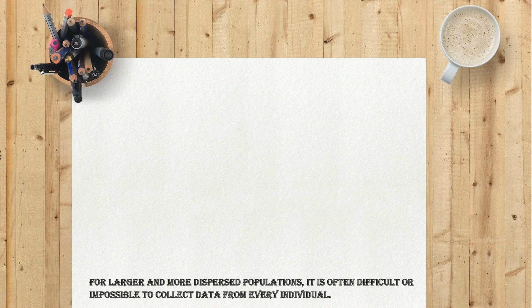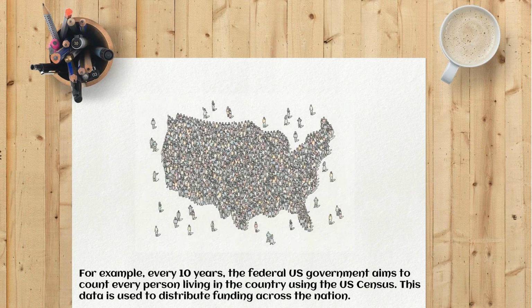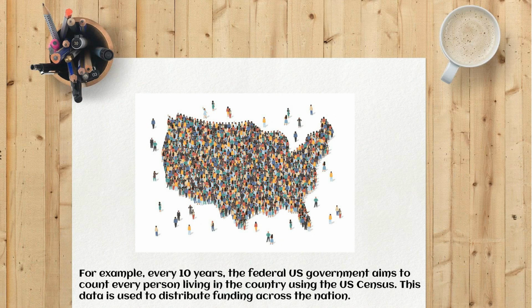For larger and more dispersed populations, it is often difficult or impossible to collect data from every individual. For example, every 10 years, the federal U.S. government aims to count every person living in the country using the U.S. Census. This data is used to distribute funding across the nation.